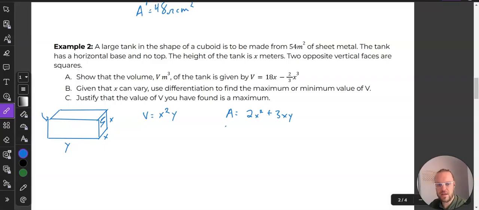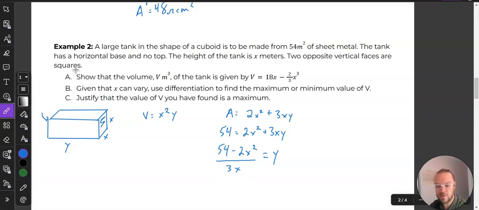We also know that the area is 54 meters squared because it tells us that we're going to use that much sheet metal to make this box. So then what we can do is take this and solve for y so we can plug it in. We're going to get 54 minus 2x squared divided by 3x is equal to y.